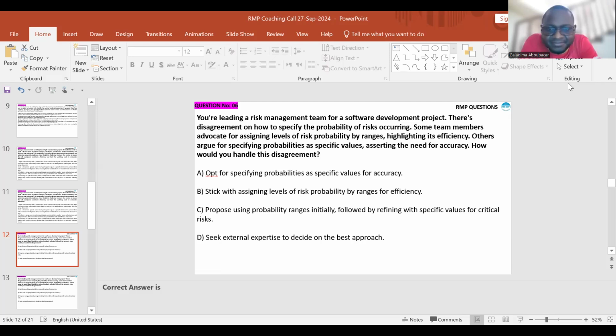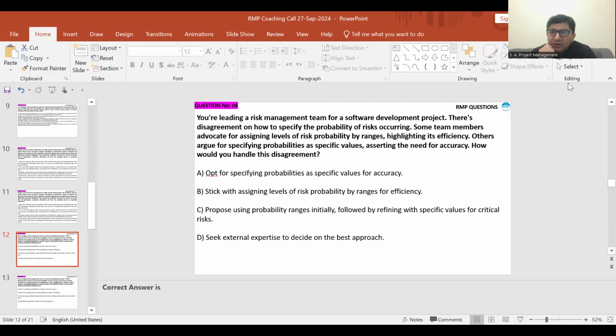For me, ranges is better than specific values. Okay. So you think B is okay? You stick with assigning levels of risk probability by ranges for efficiency, right? What will happen to accuracy? Finally we write the accurate or single value of a probability. I think specific value is more accurate than range. Yeah, that is accurate, but for efficiency, he says that ranges should also be considered.